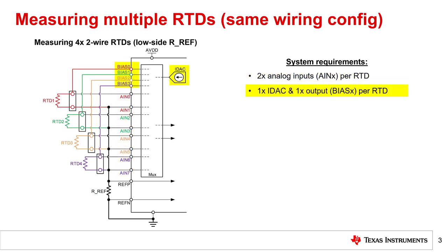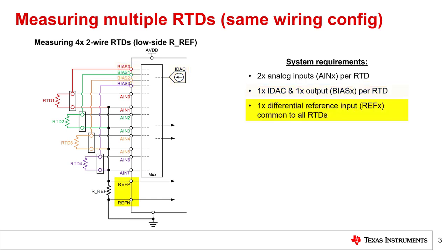Next, one IDAC output is required to bias each RTD. As shown, this system needs 4 separate bias pins, one of which connects to each RTD. Note that only one RTD should be biased at a time. The system also requires one differential reference input pair that is shared by all of the RTDs. This enables a ratiometric reference configuration.